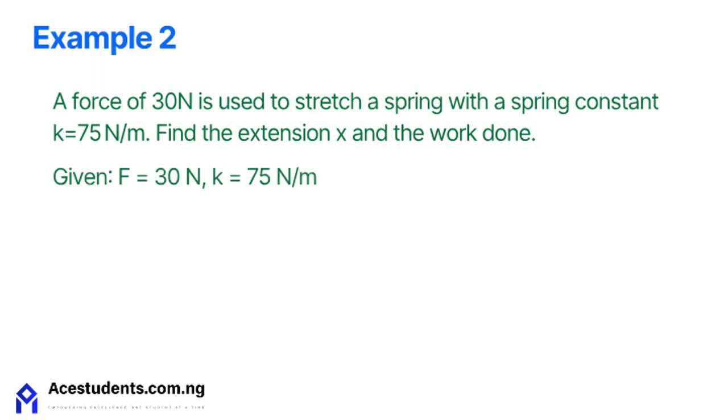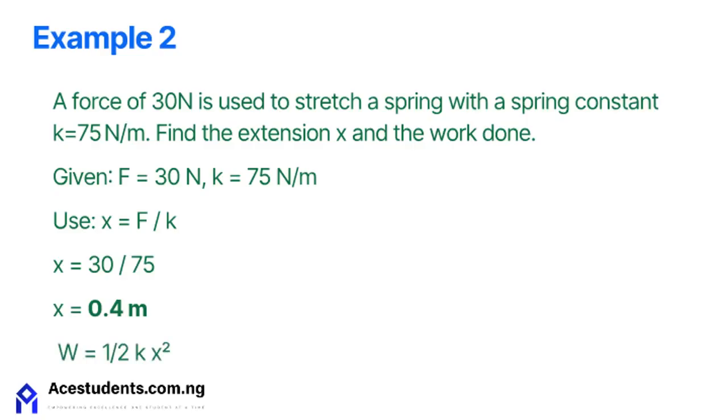We are given a force of 30 newtons and a spring constant of 75 newtons per meter. Using Hooke's law, x equals F divided by k. We substitute our values. Force of 30 newtons is divided by spring constant of 75 newtons per meter. That gives an extension of 0.4 meters.